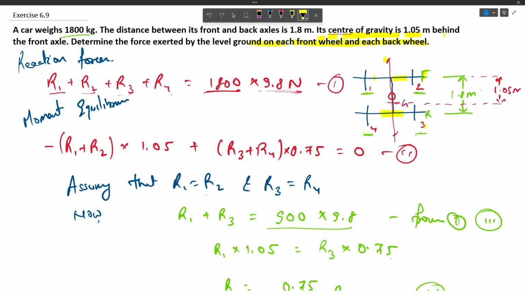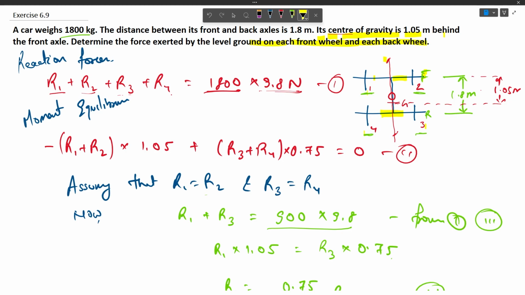So from the equilibrium point of view, we know that the vehicle is not going up or down, so it is in equilibrium, and that is the forces are balanced. So the reaction force must be equal to the weight of the car. So here R1 plus R2 plus R3 plus R4 are the reaction forces of the wheels, and that should be equal to the weight of the car body. So this is the first relation that we are getting.